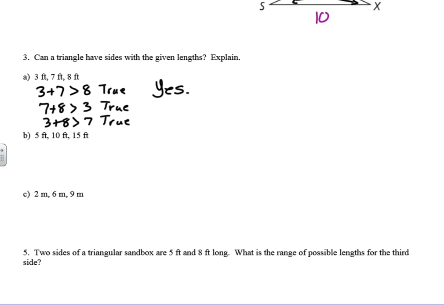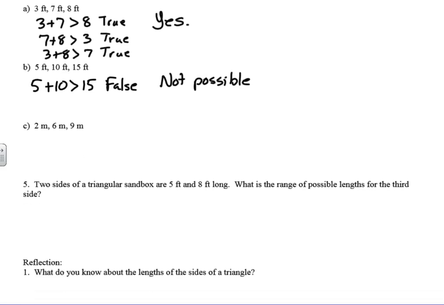Okay, that's possible. How about this one? 5 plus 10, is that greater than 15? That's false. Since those two sides aren't more than the third side, they're equal to the third side, it's not possible. And in this one here, 2 plus 6 greater than 9? That's false, that's not true, so therefore it's not possible. So any two sides have to be greater than the third side.